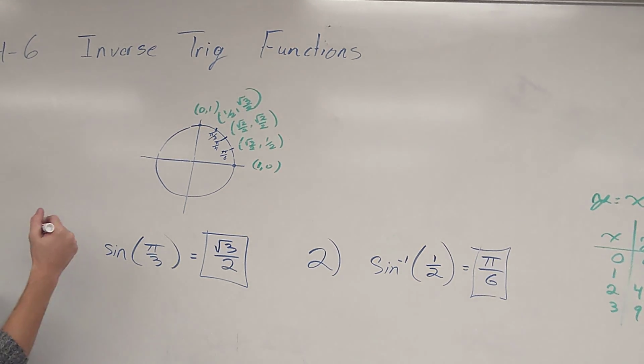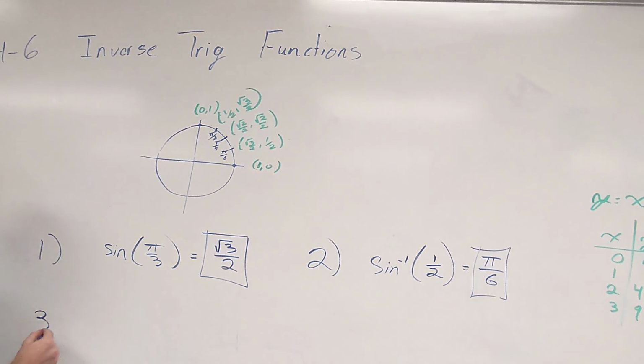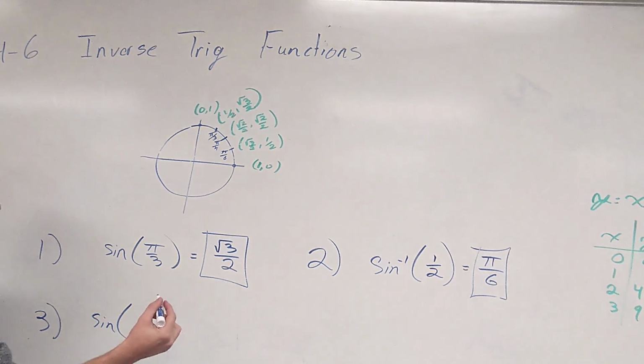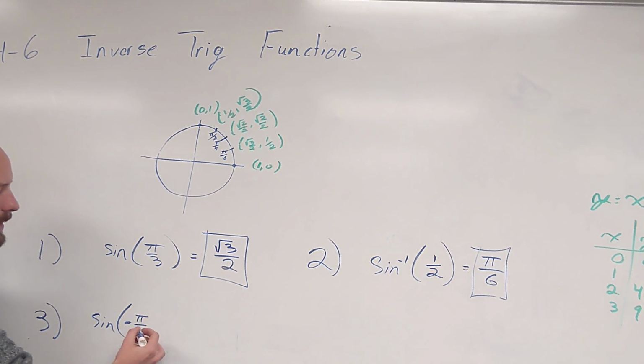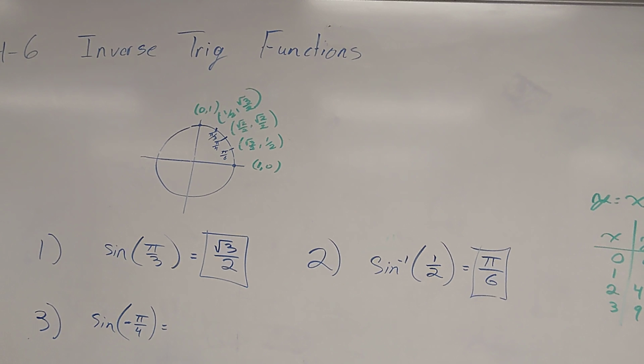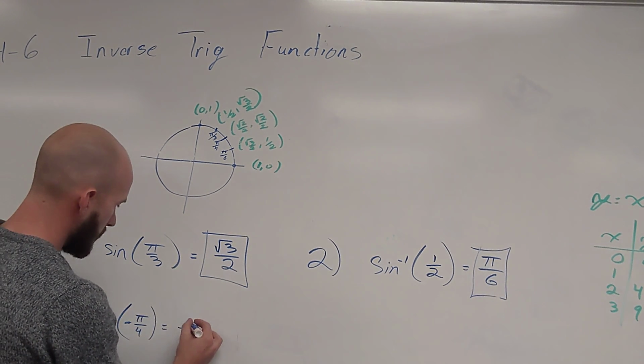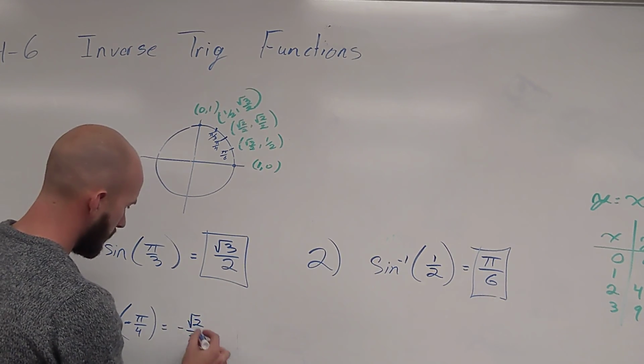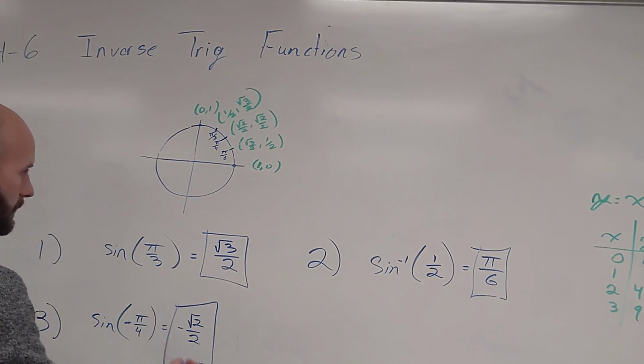All right, so now let's maybe move outside of that first quadrant. Okay? So what would sine of negative pi over 4 equal? Negative square root of 2 over 2. Yep, negative square root of 2 over 2. Okay.